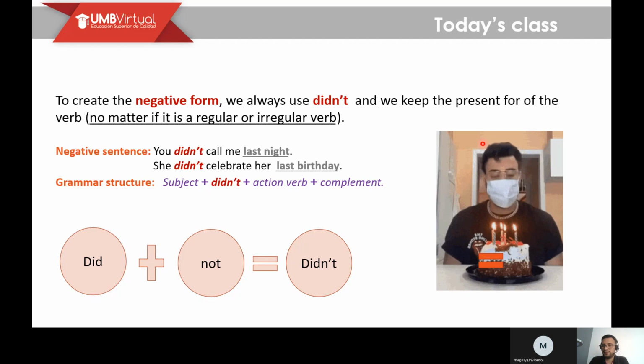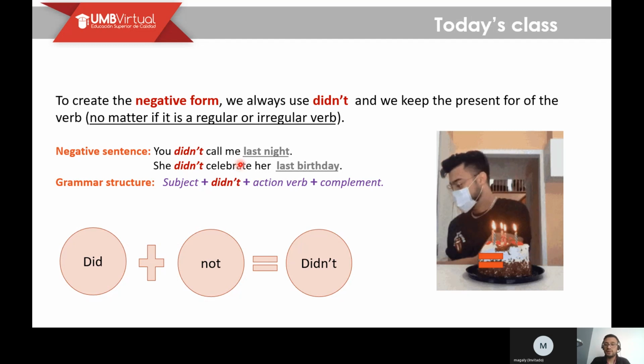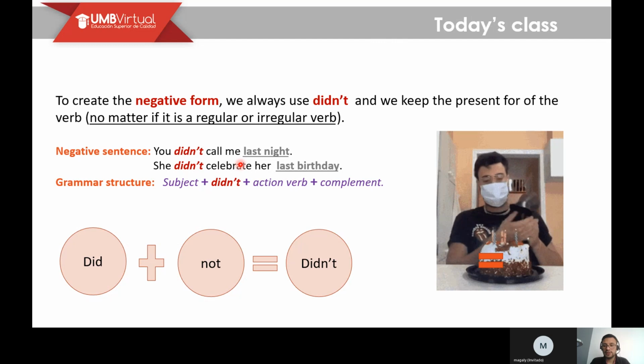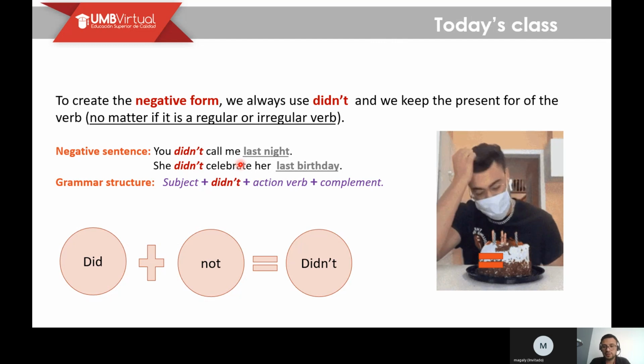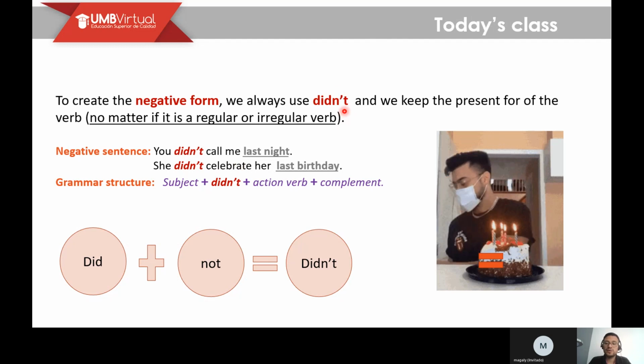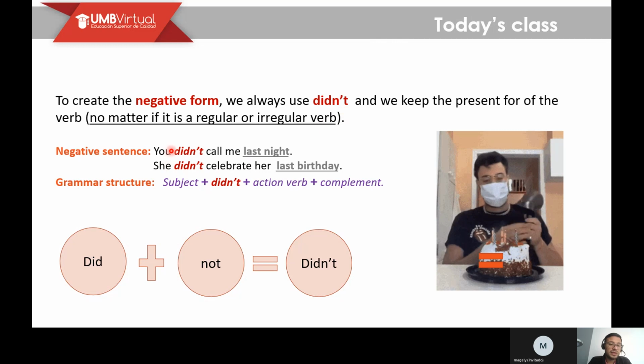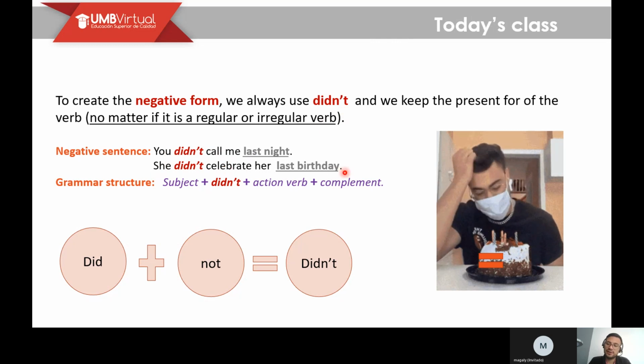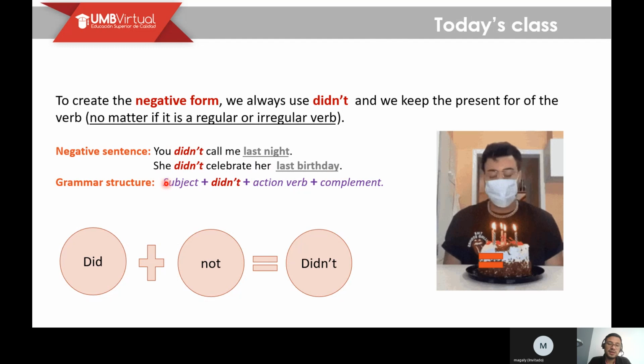I didn't see. ¿Listo? Remember that in English we only have one conjugation of the verb, so we can't have double conjugation, right? No podemos tener doble conjugación. Y didn't, ya siendo el auxiliar, me hace la conjugación. You didn't call me last night. She didn't celebrate her last birthday.